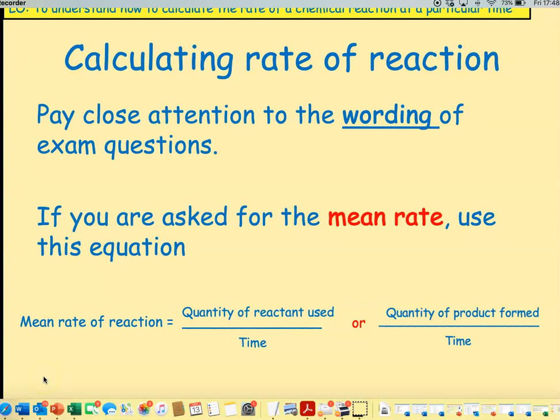Okay, when we are doing exam questions, we have to pay close attention to the wording of the question. If you're asked for the mean rate of reaction, we use one of these 2 equations, either the quantity of reactant used over time or the quantity of product formed over time.